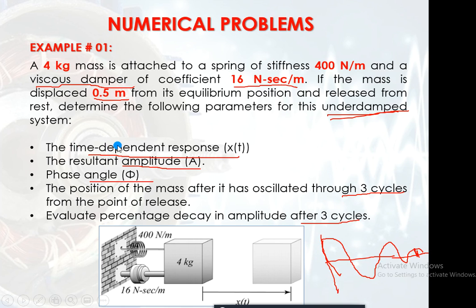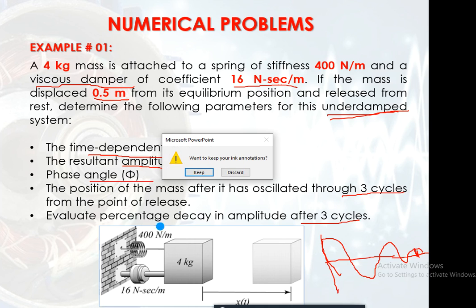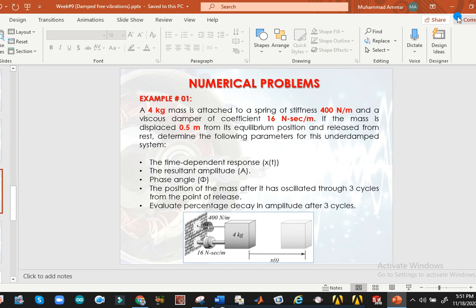We know that time dependent response x of t. How we can find the time dependent response? We know that x of t for underdamped vibration system is equal to exponential of minus zeta omega n t into brackets a sine plus b cosine. So this expression was already derived in the underdamped case.